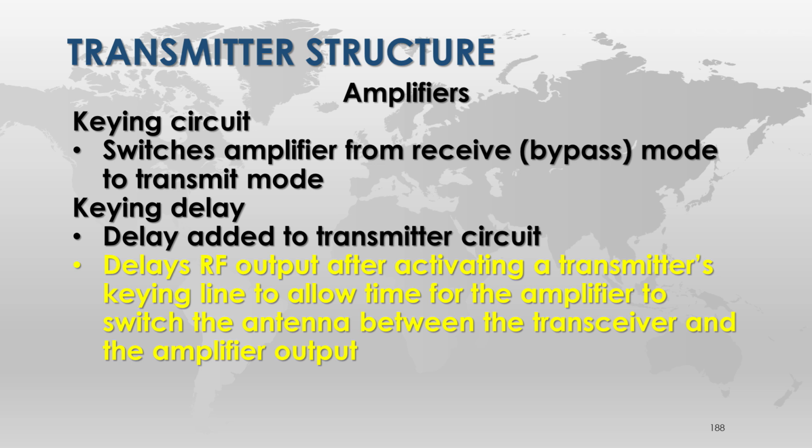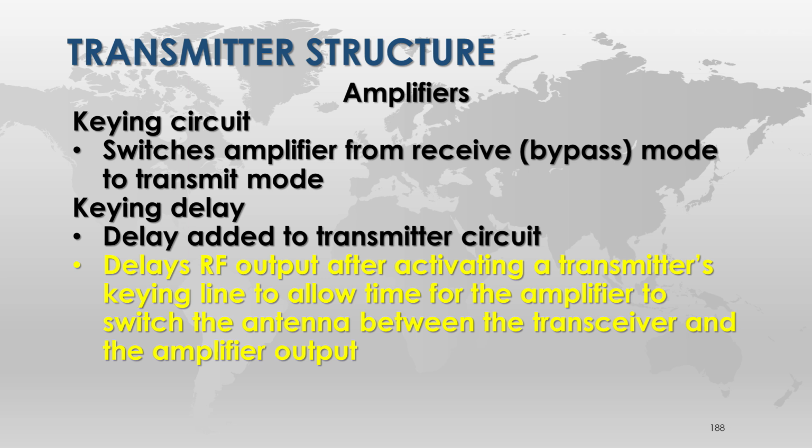Okay, so that is keying delay. It's clear as mud, but that's the way the question's written. It gives time for the amplifier to switch the antenna between the transceiver and the amplifier output. So you don't want them instantaneously trying to go both ways, because one's coming in and stuffing one back out the other. And it's not a lot of time. It's not like, let me give it a second and a half here. We're just talking milliseconds. Yeah, it's really quick.